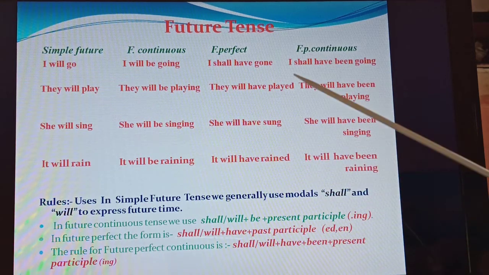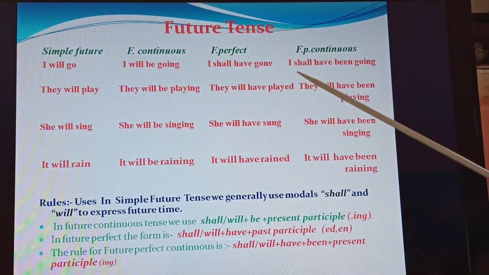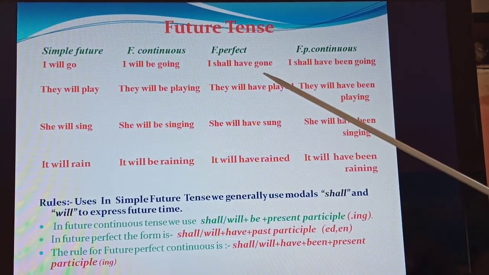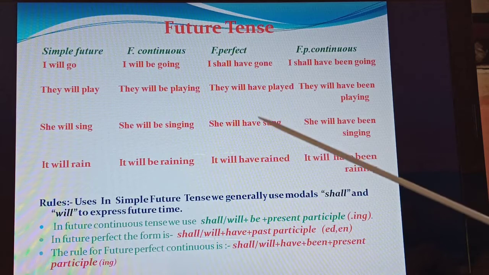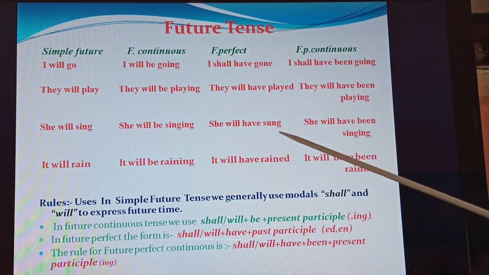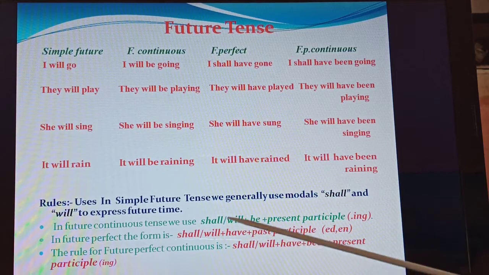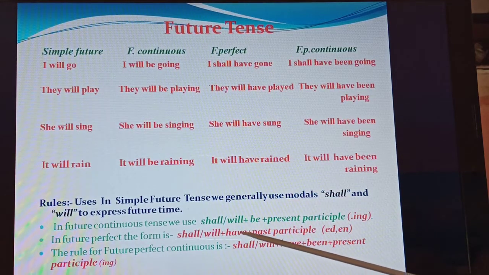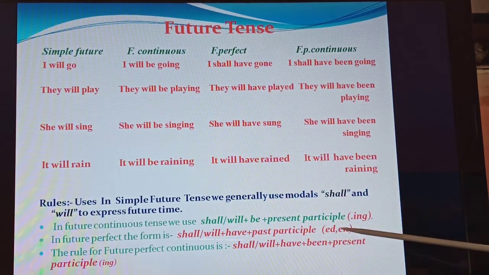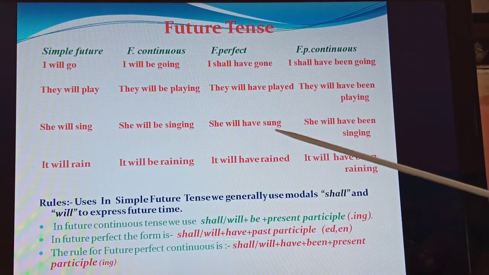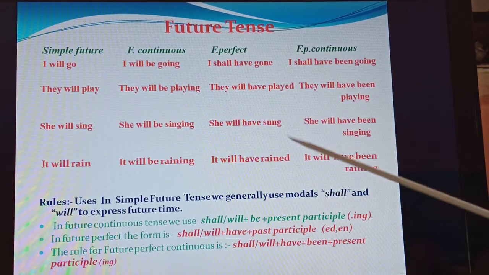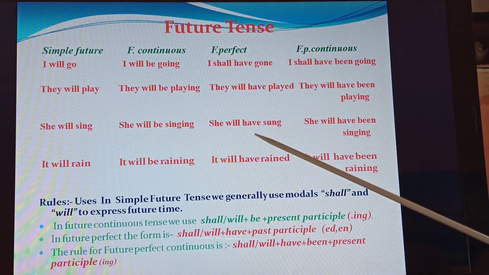Okay. Then future perfect. Future perfect action is going to be in the future. Okay, I shall have gone, they will have played, she will have sung, it will have rained. Here you see the rule is future perfect is shall or will plus have plus past participle of the verb, ed or en. En it is gone, write or will be written. Okay, play to played, rain to rained. This is the future perfect.